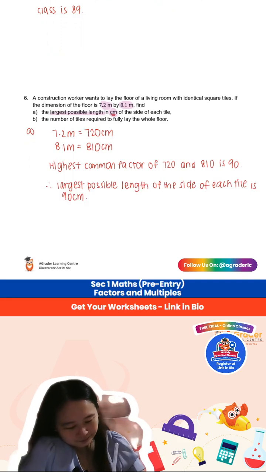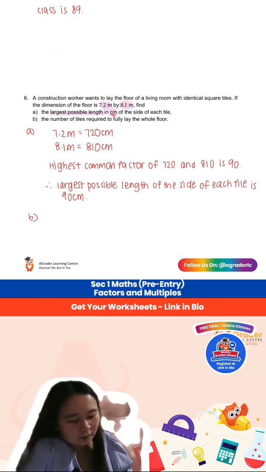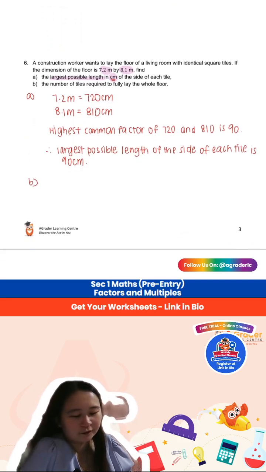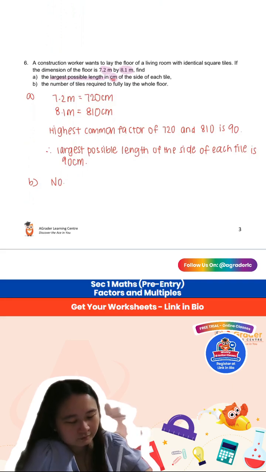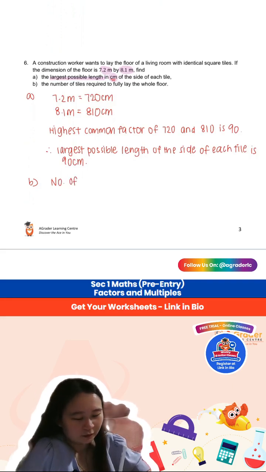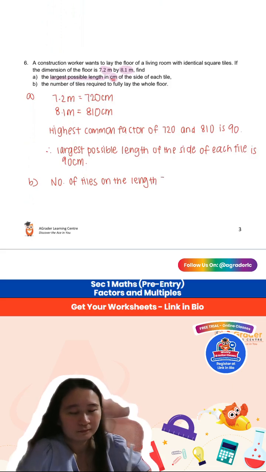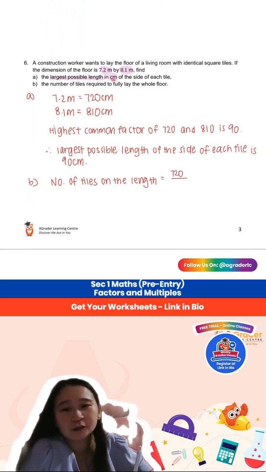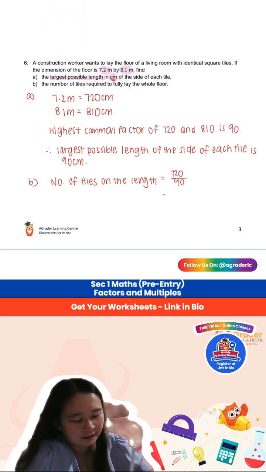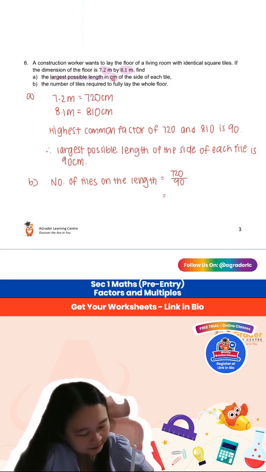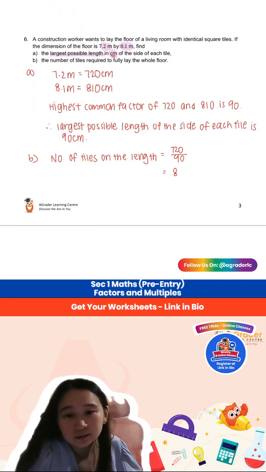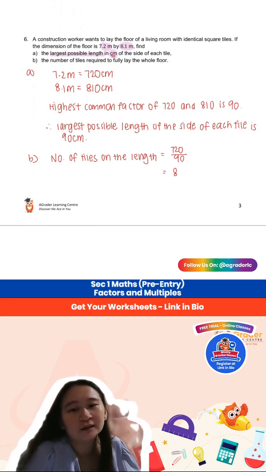Okay. Part B. So find the number of tiles that's required to fully lay the whole floor. So number of tiles on the length. You take 720 divided by 90 cm for each side, 90 cm for the tile. So there'll be 8 tiles on the side of the line.